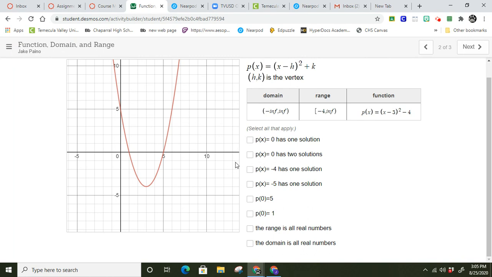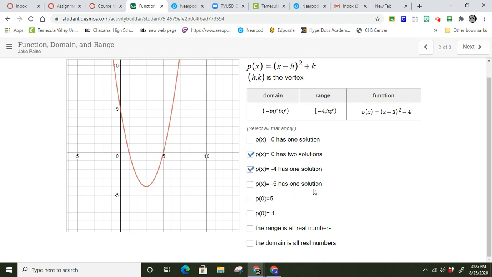Now we just have to say what's true. So p of x equals 0 has one solution. So when y is 0, it has one solution. Okay, so when y is 0, it actually has two solutions. It hits it twice. That is not true. So then I answered the second one. It has two solutions, at 1 and at 5. All right, p of x equals -4 has one solution. So since that's the vertex, that means that it only has one solution, and that solution would have been 3.